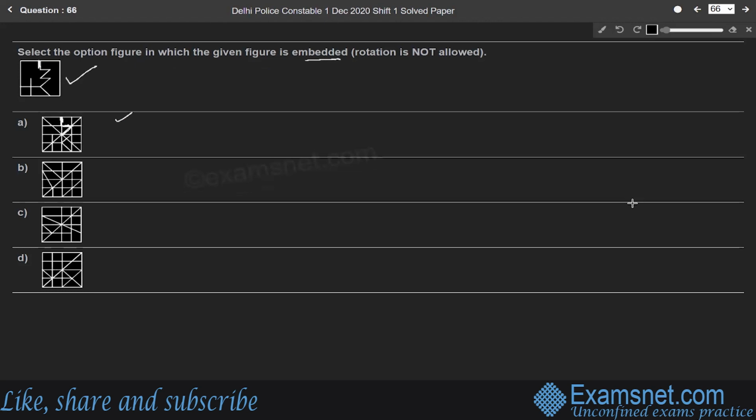which touches the center of the square part, and also a horizontal line and a slanting line and one more slanting line like this, and a horizontal line here and a vertical line like this. So the given figure is completely embedded in option A.